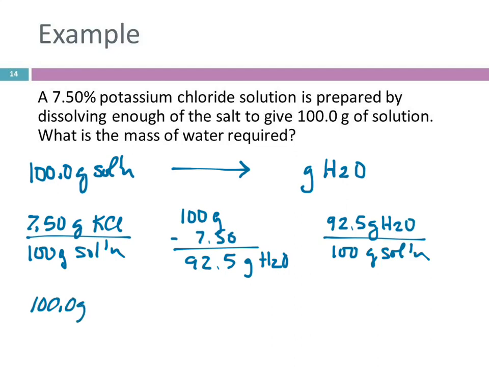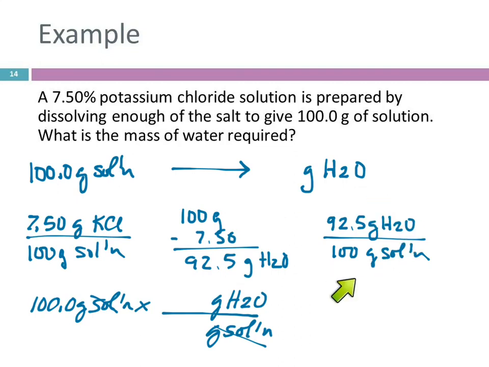So 100.0 grams of solution. I'm just doing unit analysis. I want grams of water on top, and I want grams of solution on the bottom because these guys are going to cancel out. I'm going to look at this unit factor. This time it happens to be right side up, but we might have written it upside down, and we can just look at it and see that the grams of H2O, we need to put 92.5.